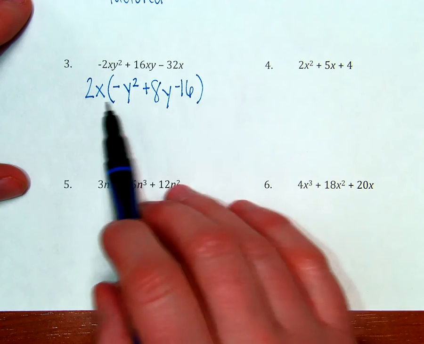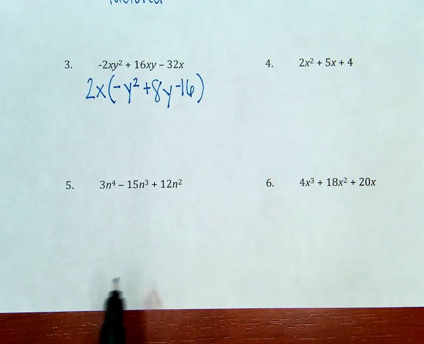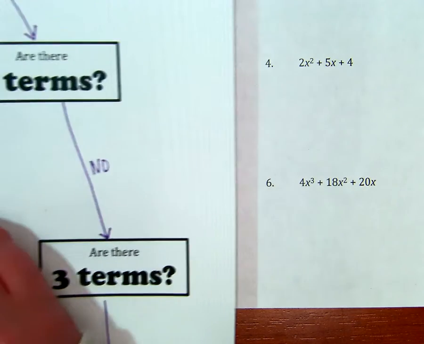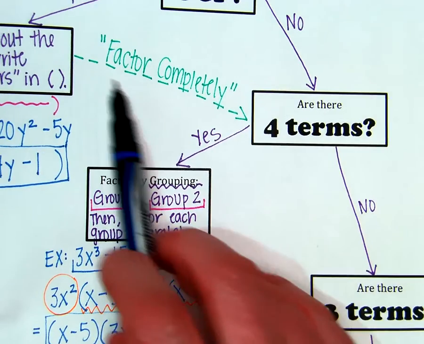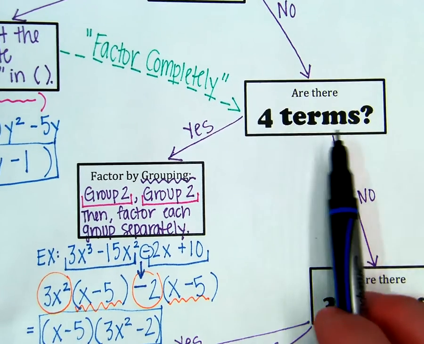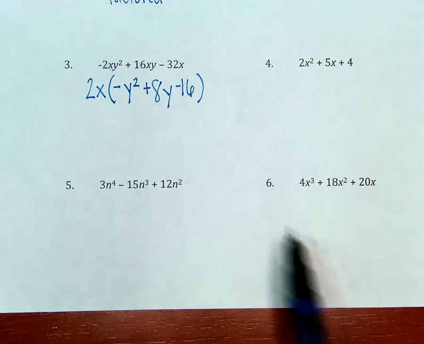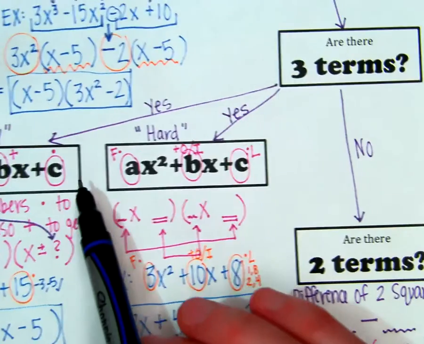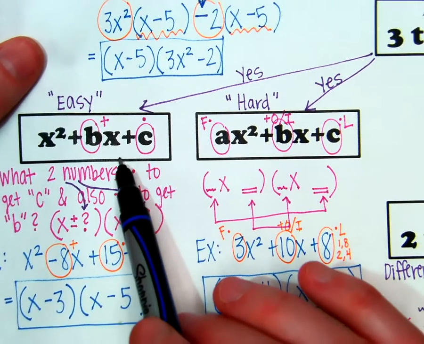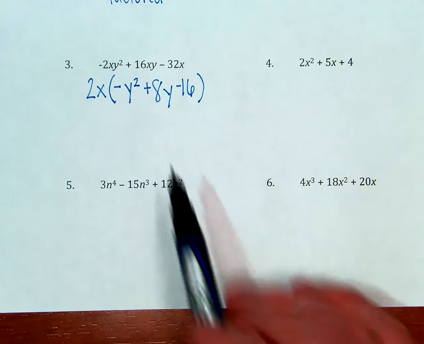And this almost looks like it would be, if I then hop over and say, okay, I took out a GCF, and because we're working on factoring completely, are there 4 terms? Inside these parentheses, I do not have 4 terms. Are there 3 terms? Yes. It's super, super close, guys, to looking like one of those easy ones on the flow chart. But I have this negative sign.